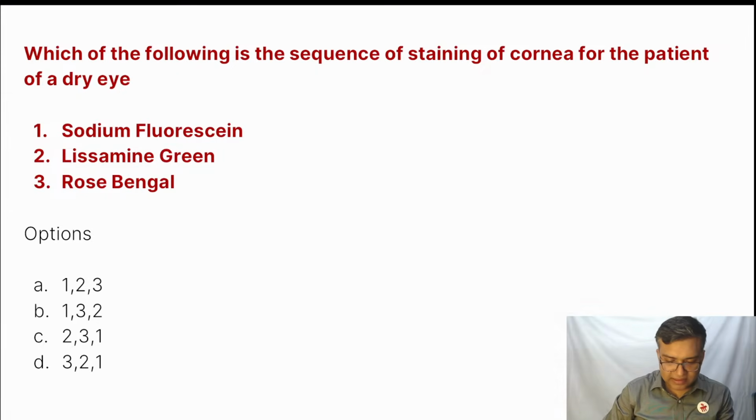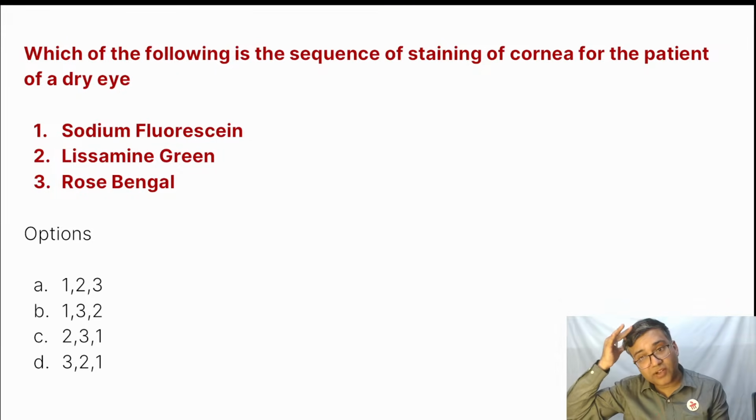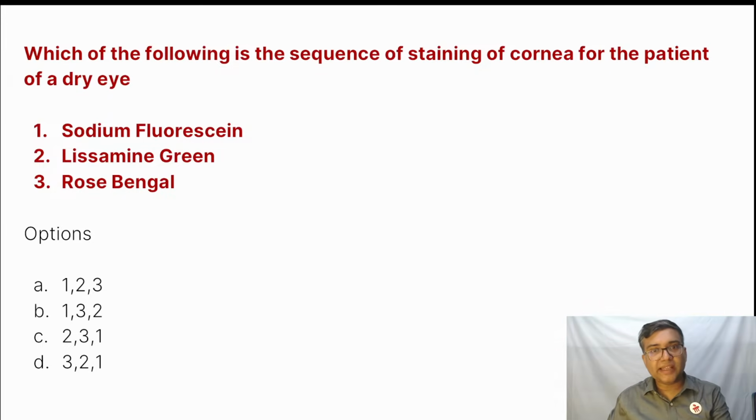Okay, so next, this was more of a controversial question. So the question is, which of the following is the sequence of staining of the cornea for a patient with dry eye? So the patient has come with a dry eye, and now we are going towards the diagnosis of this patient. Okay, so the three stains they have given here are sodium fluorescein, then we have the lissamine green and the rose bengal. Okay, so these are the various stains that we have used, and what is the sequence? So your options are 1 2 3, 1 3 2, 2 3 1 and 3 2 1. So I would go for A as the answer.